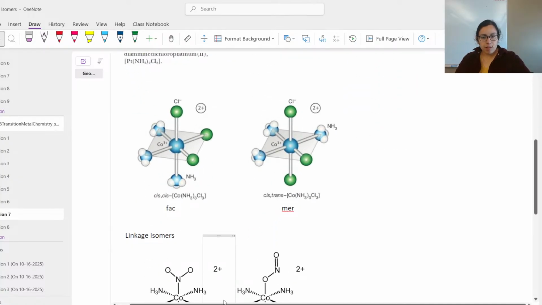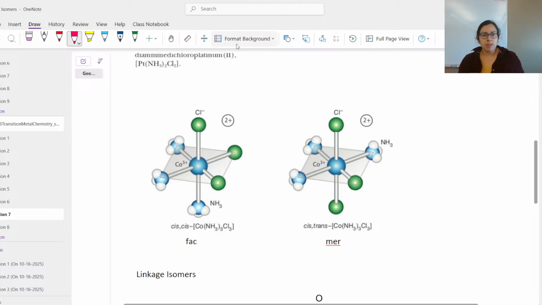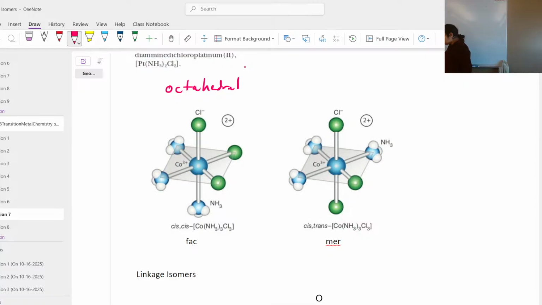And then the next type that we can have, and this is for octahedral specifically. I did make models that we can pass around.